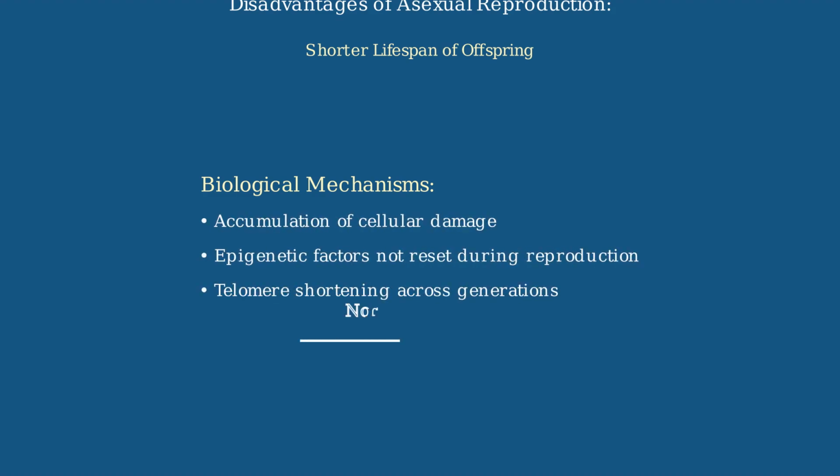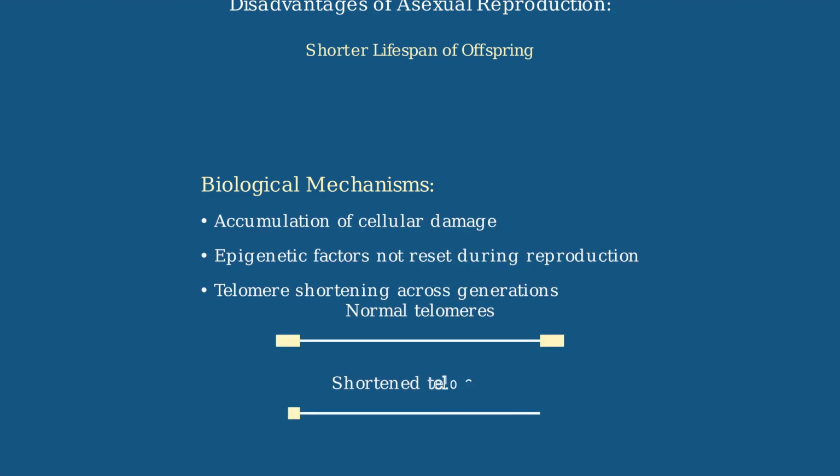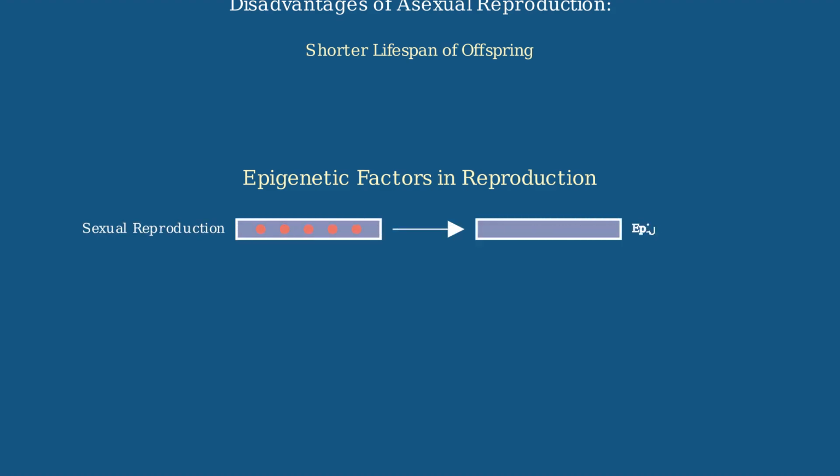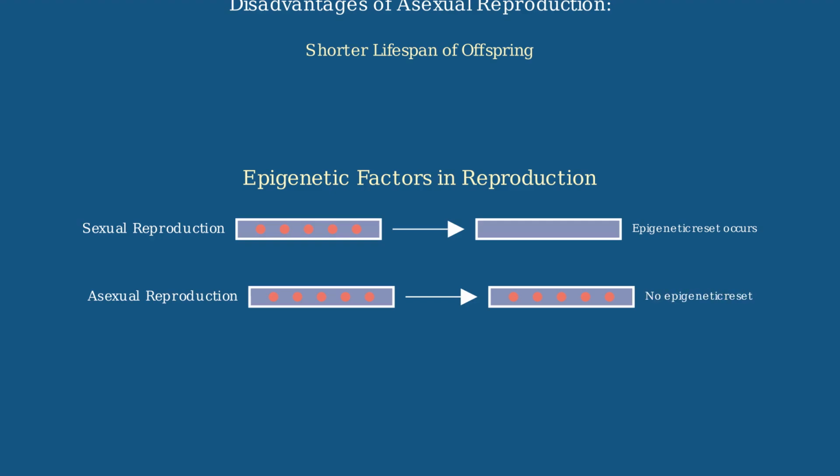There are several biological mechanisms behind this phenomenon. One key factor is telomere shortening. Telomeres protect the ends of chromosomes, but they shorten with each cell division. Another important factor is epigenetics. In sexual reproduction, epigenetic marks are typically reset during fertilization. However, in asexual reproduction, these marks can accumulate over generations, potentially affecting lifespan.